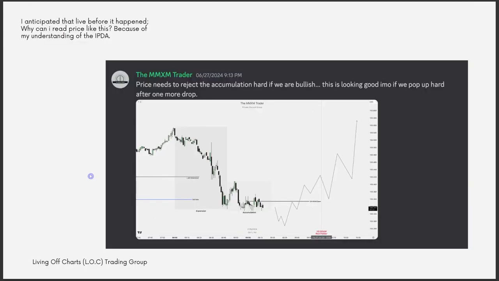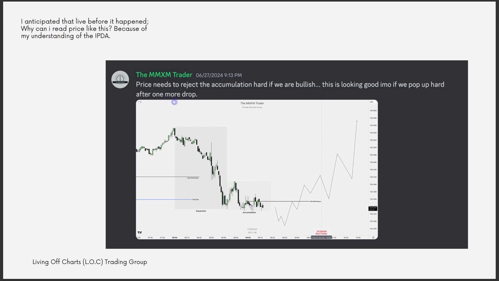Now we anticipated that live before it happened, so why can we read price action like this? Because it's the understanding of that IPDA market cycles, right? So you can see here as well, the MMXM trader posted this, price needs to reject accumulation hard if we are bullish. This is looking good, in my opinion, if we pop up hard after one more drop.